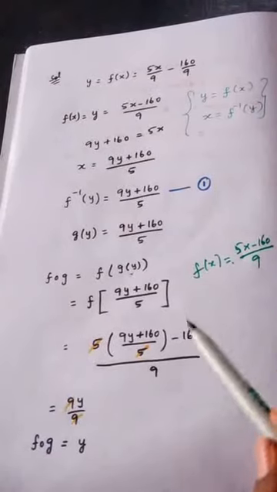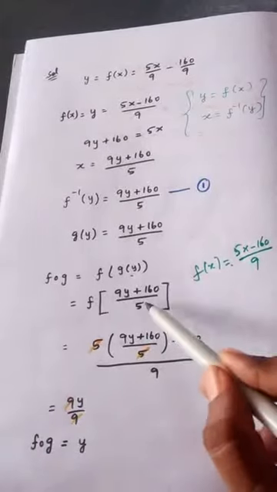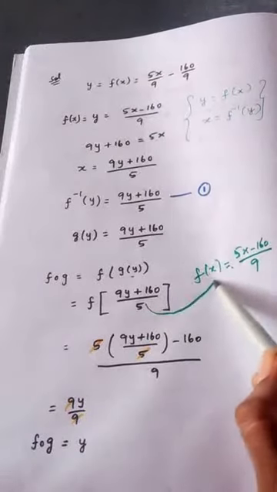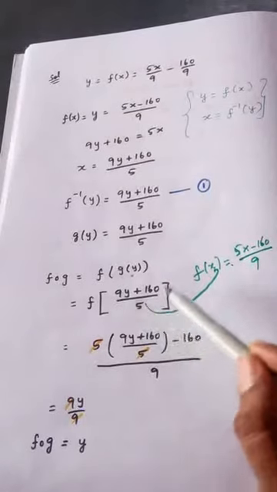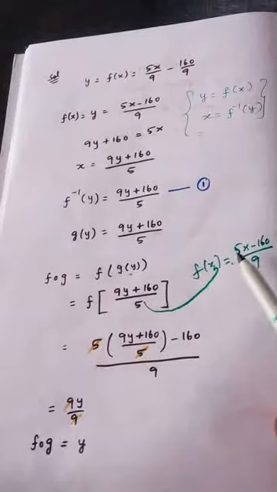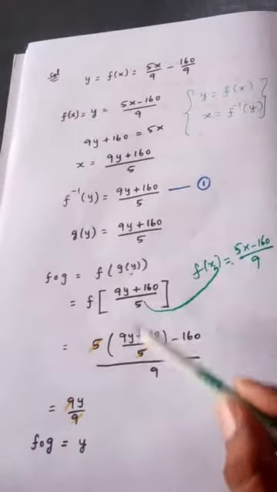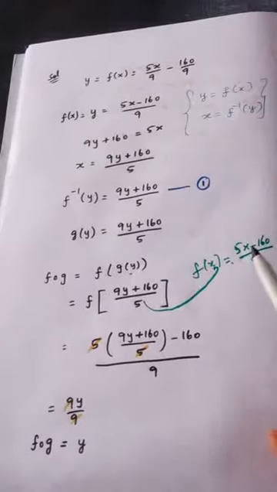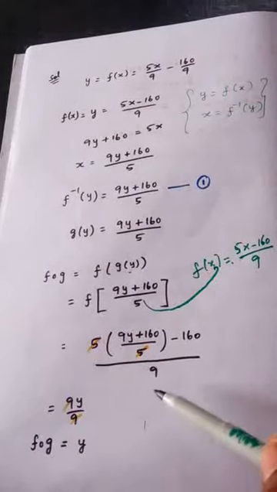Now what I am going to do is, I am going to imagine that the term which is present in the bracket is x. So in place of x, we have this. So how to write using this formula? If x is present, I should write 5x. Since this is x, 5 into this, minus 160, whole divided by 9.